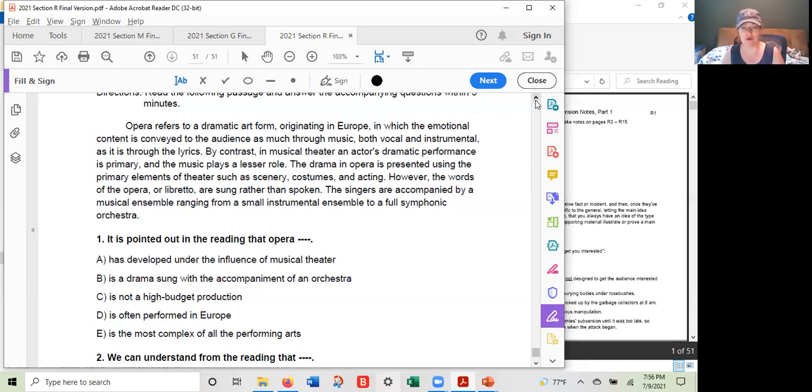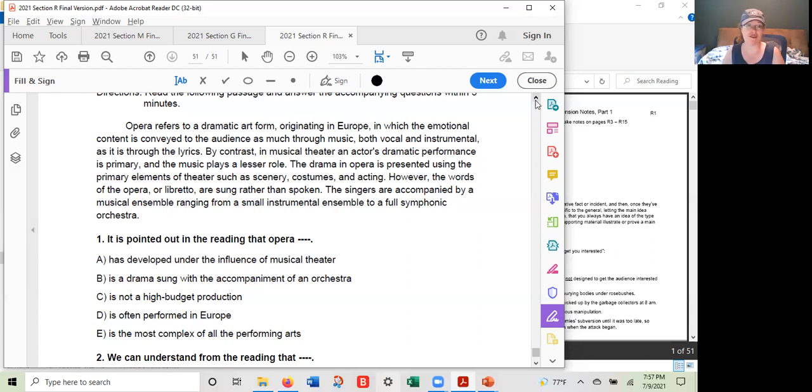Let's keep going. The drama in opera is presented using the primary elements of theater, so musical theater, such as scenery, costumes, and acting. However, there's another ding, ding, ding word. So here's something they had in common. And then, however, the words of the opera or libretto are sung rather than spoken. So there's another contrast. And then it talks again about the musical ensemble. I see nothing in there about it developing under the influence of it. So I think we're left with letter B.